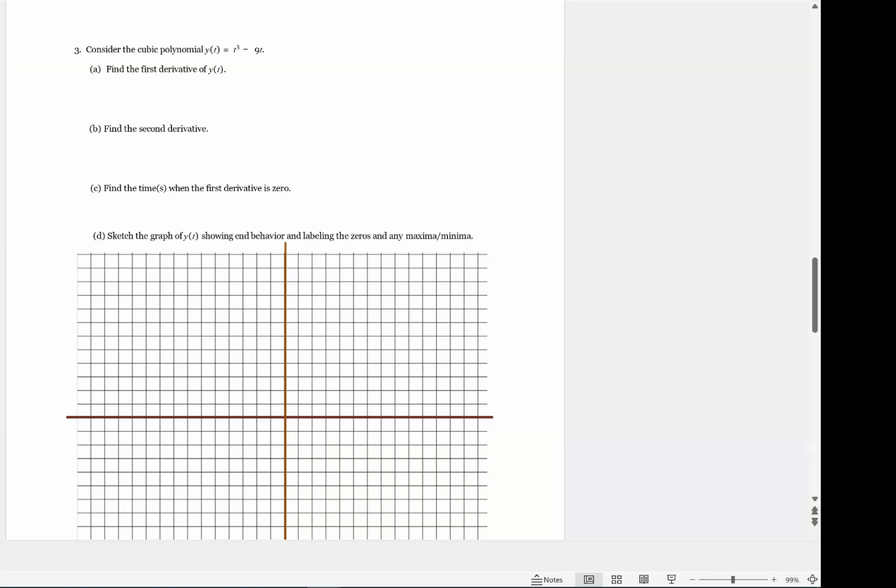Now we're looking at this polynomial, t to the third minus 9t. Part A says find the first derivative. To find the first derivative, we're going to use the power rule.